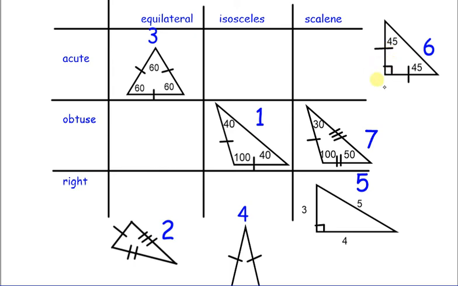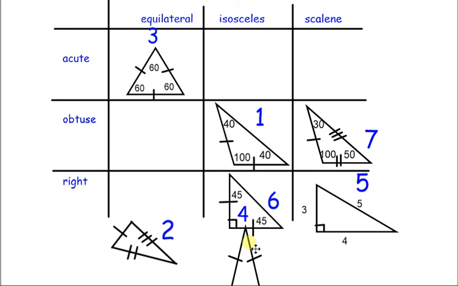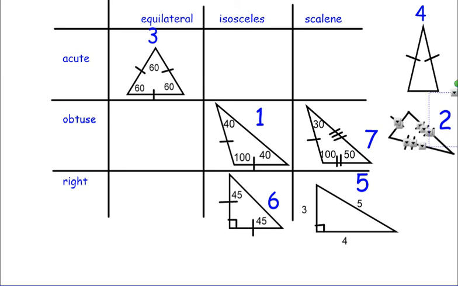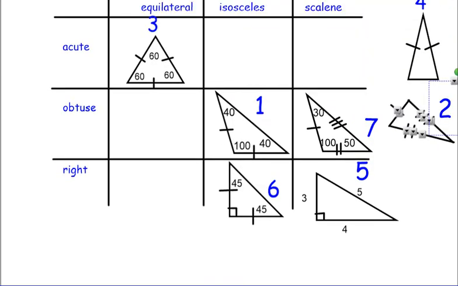All right, let me grab number 6 here. So number 6, oh, I see I have a right angle, and the only spots I have left are equilateral or isosceles. But it looks like I have 2 sides that are the same, but this one is not the same. So that's going to be isosceles. Let me bring this guy up here, and this guy over here. Am I missing more? Nope.